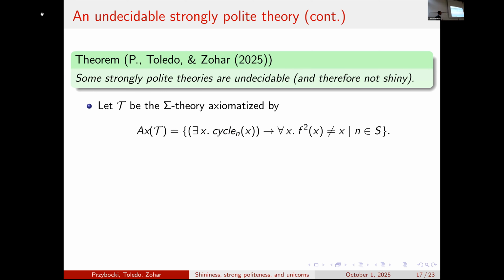Okay, so then we consider this theory that has these axioms. We have this axiom for every n in S. The way to read this is that if there's an element that belongs to a cycle whose length is in S, our undecidable set, then for every element, f squared of x is not equal to x. In other words, if there is a cycle whose length is in S, then there are no cycles whose lengths are 1 or 2. Because this rules out cycles of length 1 and 2.